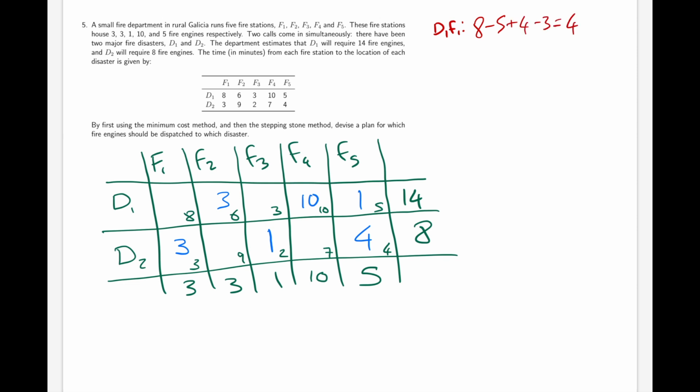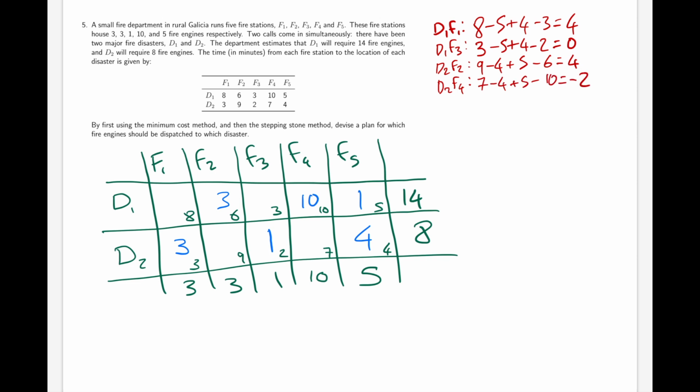Then D1, F3. Our route here is this. Then we will look at D2, F2. Our route now is this. And finally we will look at D2, F4. Our route now is this.